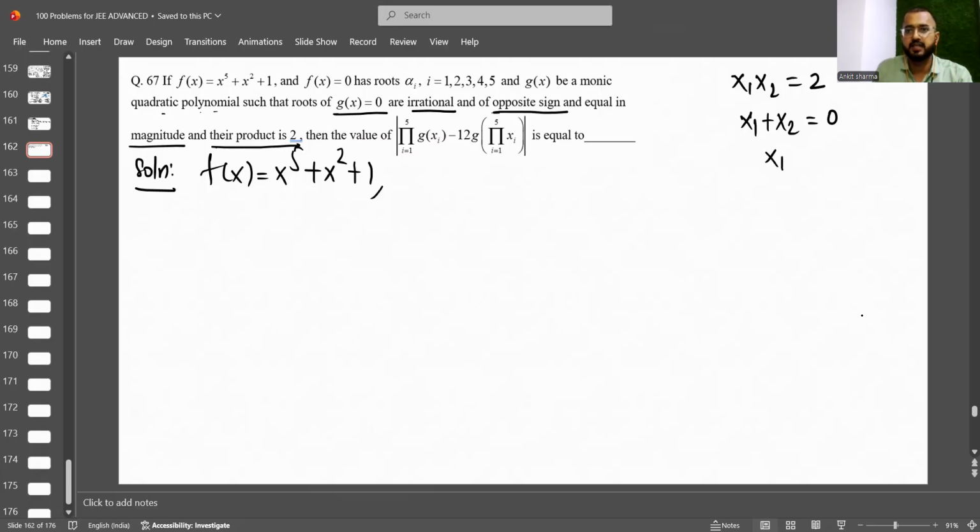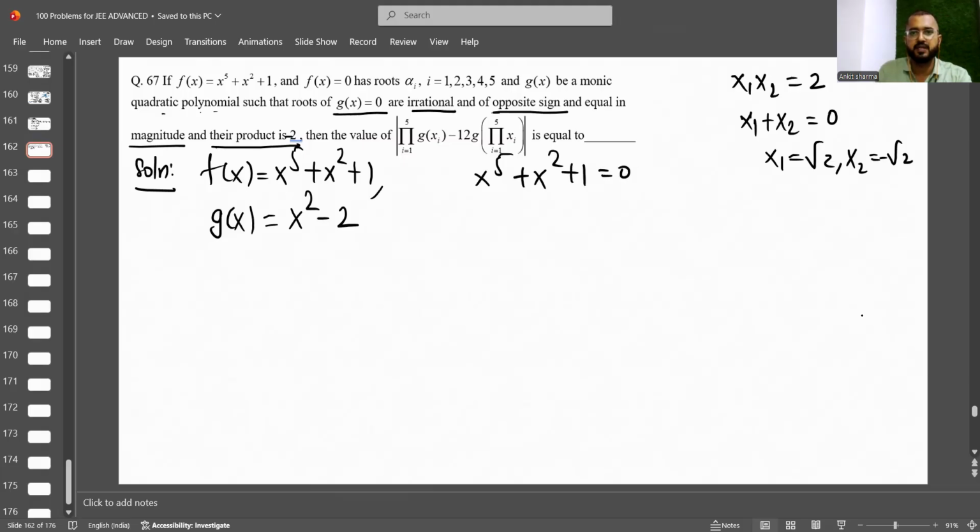They're irrational and opposite signs. So of course, that means we can take x1 is equal to root 2 and x2 is equal to minus root 2. That product, oh, it's not 2, it's actually minus 2. So that means now I'll be having g of x is equal to x square minus 2. So now suppose f of x is equal to 0. Let's say I have x power 5 plus x square plus 1 equal to 0. And here we have got 5 roots, say alpha 1, alpha 2, alpha 3, alpha 4, alpha 5.